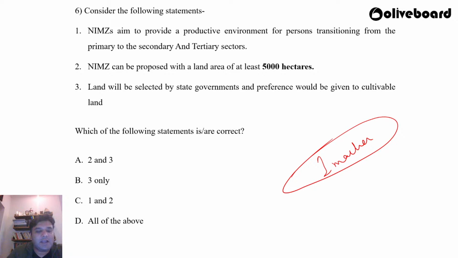Meanwhile सूरज has given the answer. सूरज feels that C, 1 and 2, are both correct, right. What do you think NIMZ stands for? National Investment and Manufacturing Zone. All of you, do you agree with प्रशांत? इशिता भी कह रही है National Investment and Manufacturing Zone. Nilesh is also saying the same. So it looks like students in our group are doing their hard work, right?